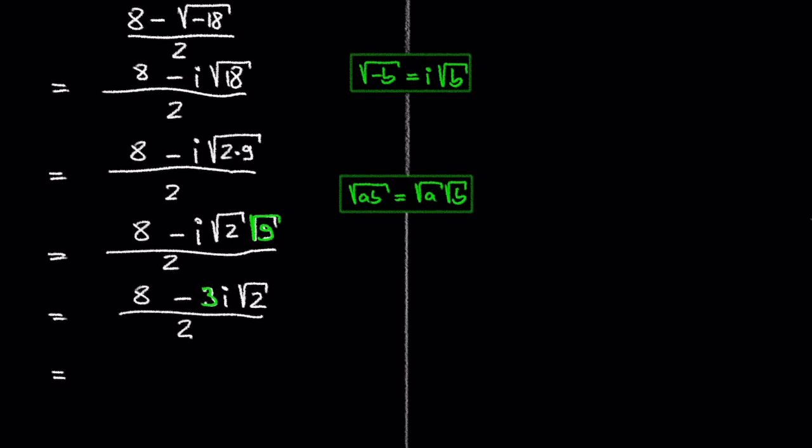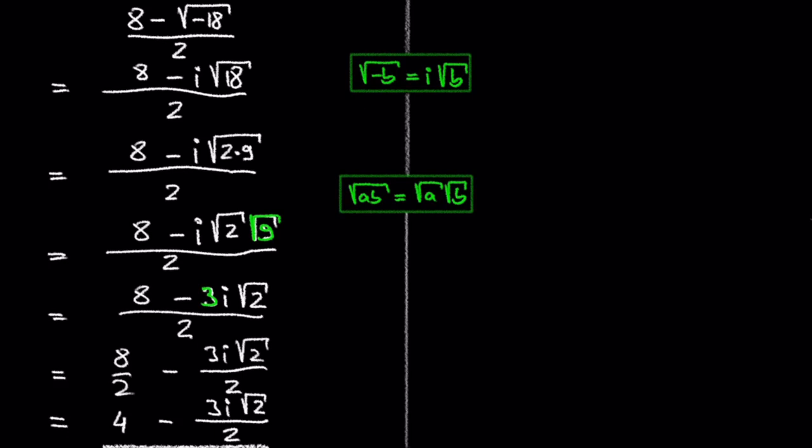We can split the fraction to 8 over 2 minus 3 times I times the square root of 2 over 2. 8 divided by 2 is 4. So we get 4 minus 3 times I times the square root of 2 over 2. You can also write this as 4 minus 3 times the square root of 2 over 2 times I.